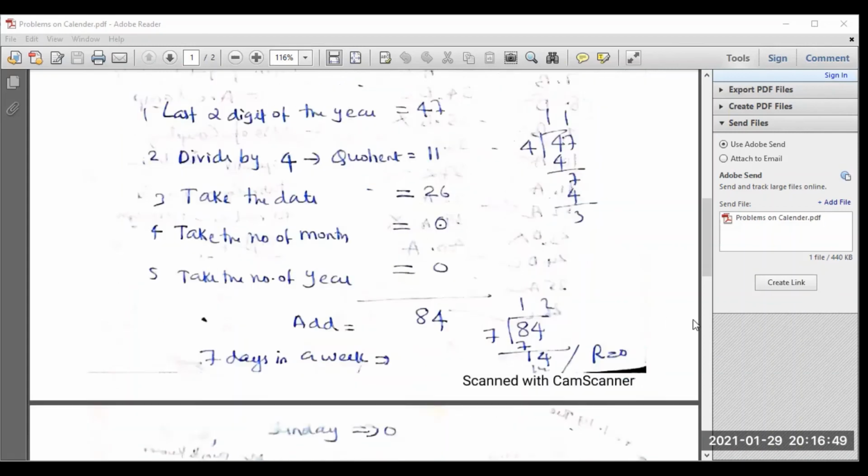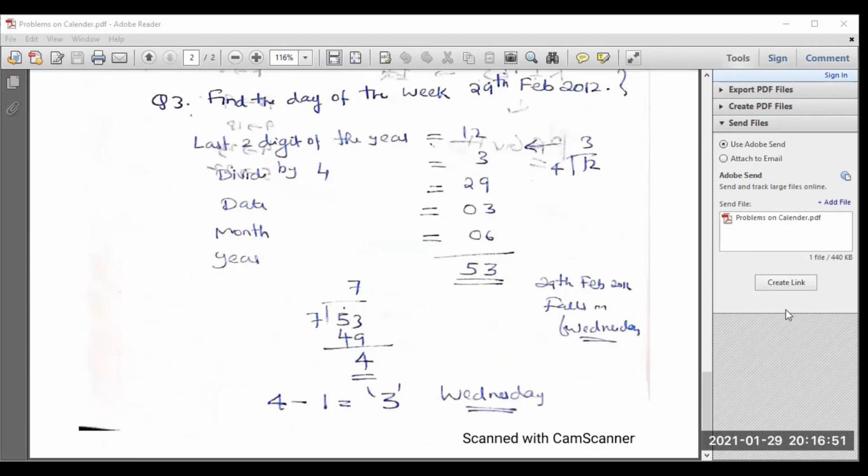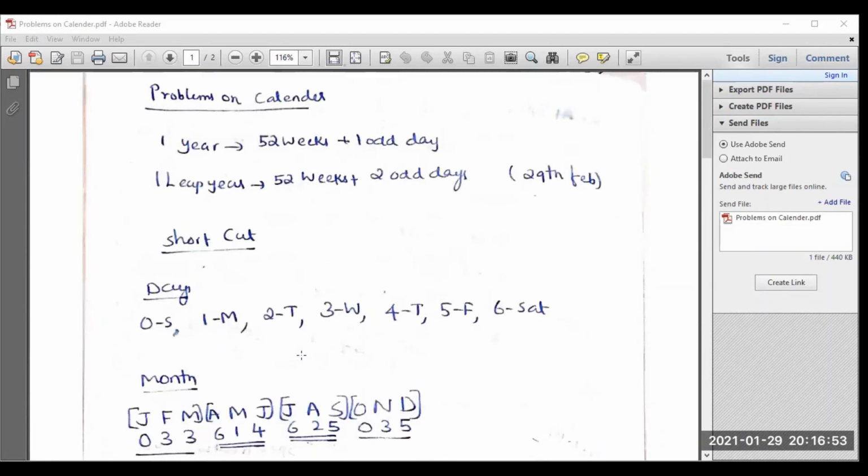Okay, so this is the simple procedure how to calculate the day corresponding to the given date. So please do follow it. This will be really helpful for competitive examination.